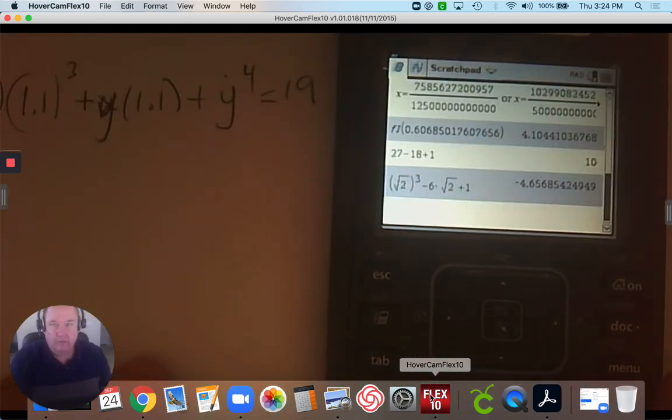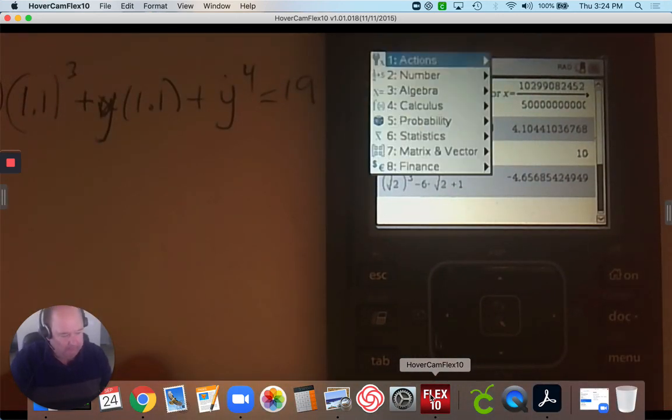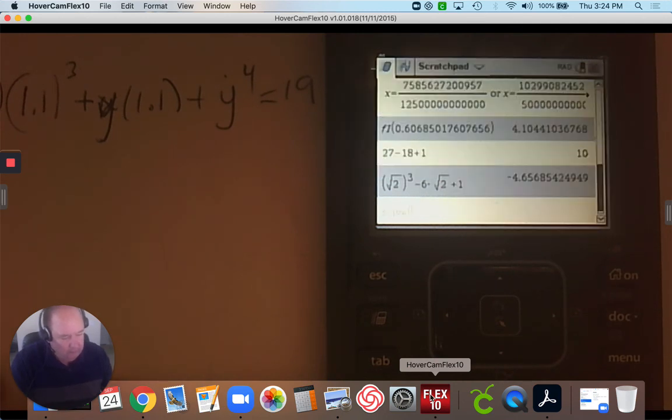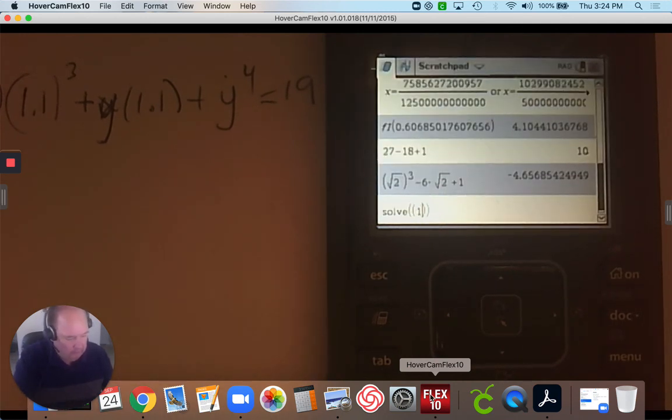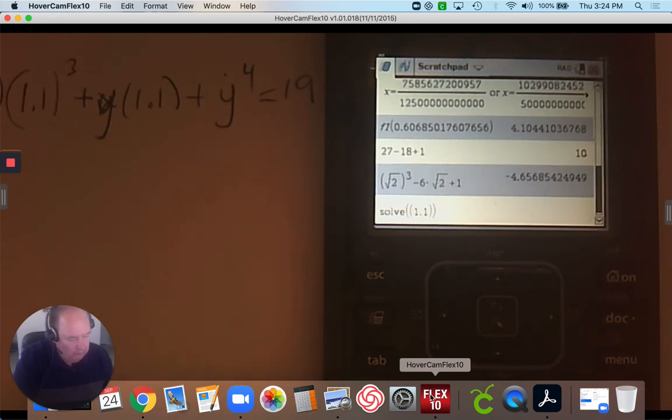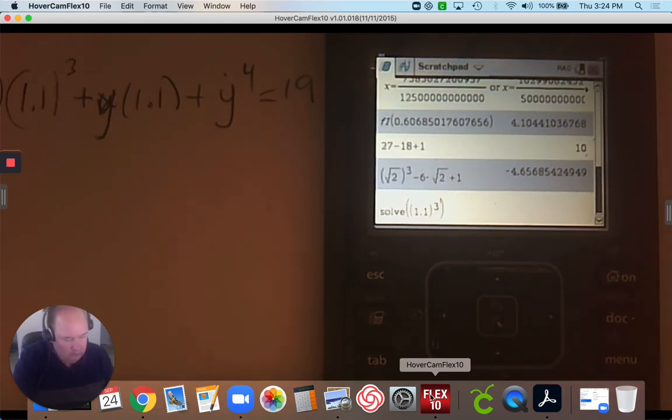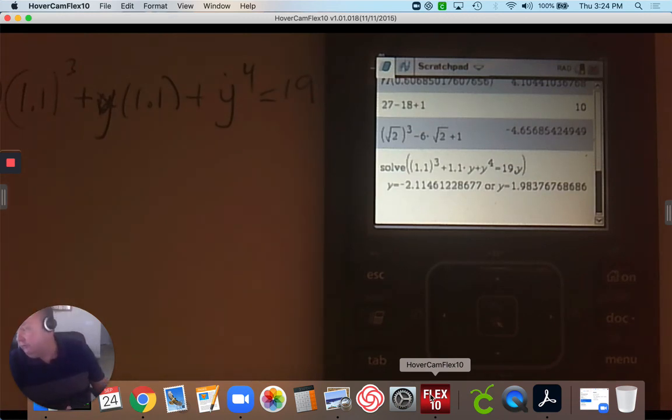To solve that equation, you go menu, algebra, and then you go solve, and it's parentheses 1.1 cubed plus 1.1y plus y to the fourth equals 19, comma y. And then you have your solutions. There are actually two solutions to this.